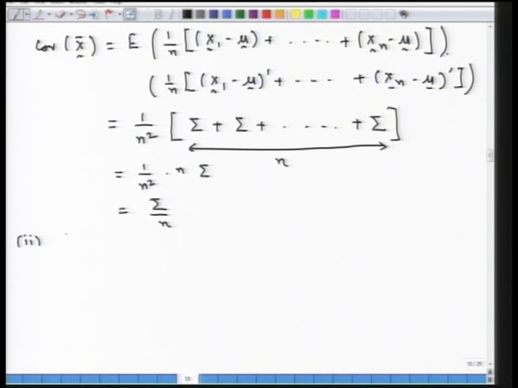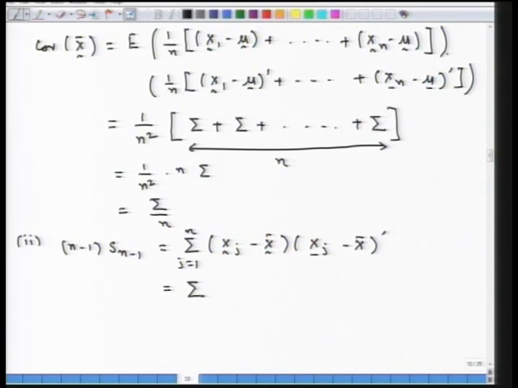So what we now have is (n-1)S_{n-1}, that is what we had seen earlier, the sum of (xj - x̄)(xj - x̄)ᵀ, j equal to 1 up to n, right. Now we had also seen that this particular term is written equivalently as the sum over j equal to 1 to n of xj xj′ minus n times x̄ x̄′, right.